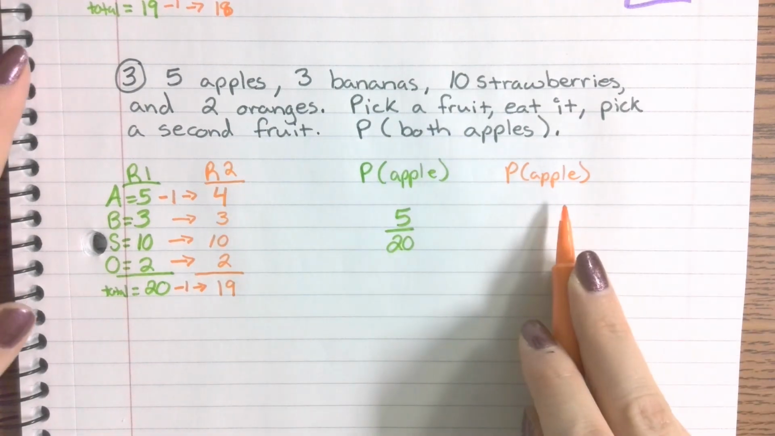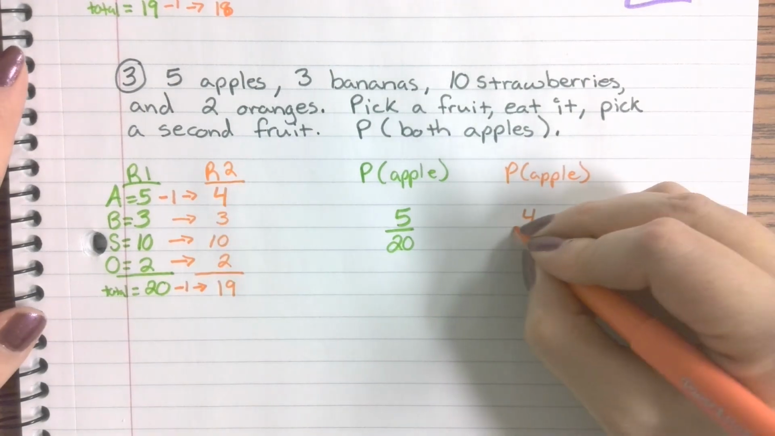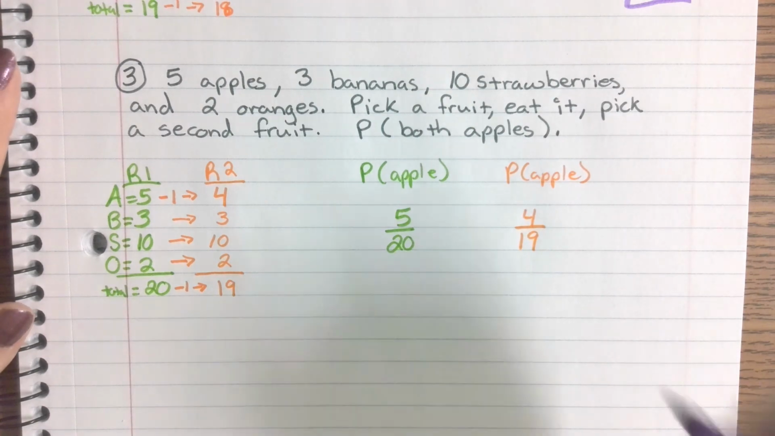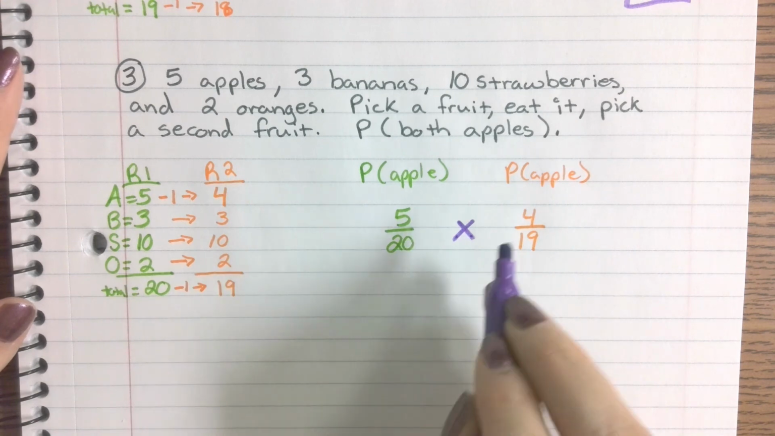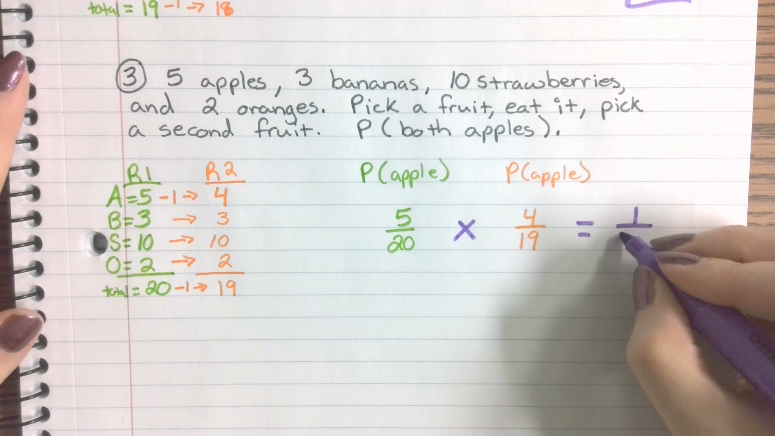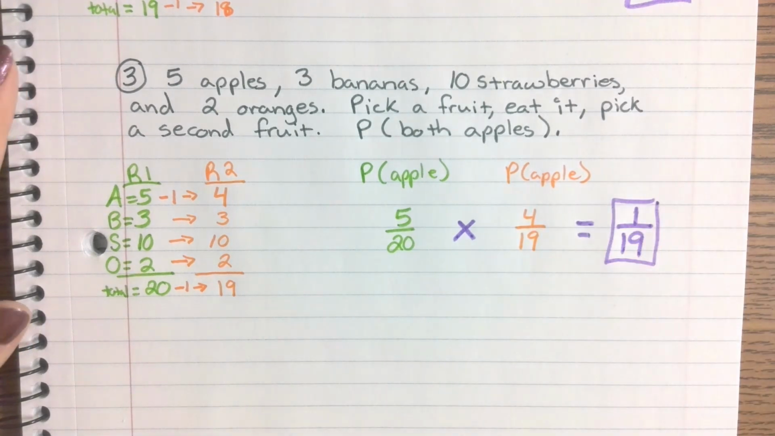Now we do the probability for another apple. Well, I've got 4 remaining out of 19. Then I just multiply. 5 over 20 times 4 over 19 is going to come out to 1 over 19. Are there any questions?